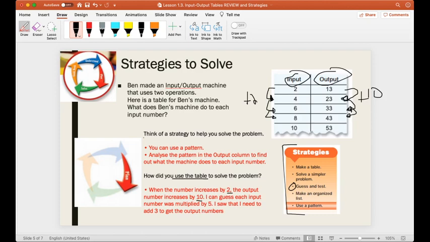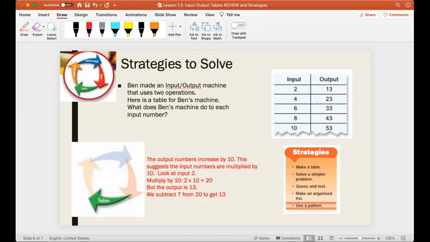So you can start guessing what can happen. We know that there's a relationship between 2 and 10. So let's keep going through. We know what's happening to the input in order to get the output.